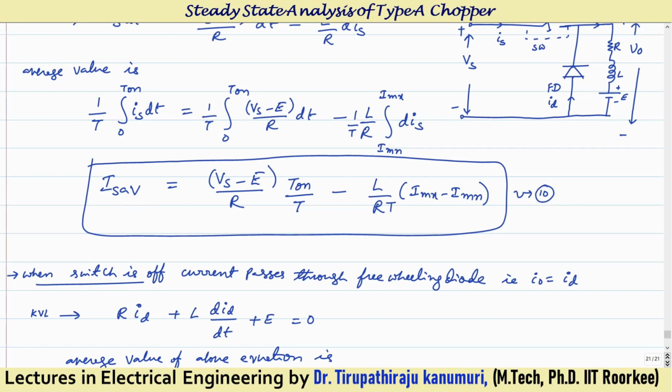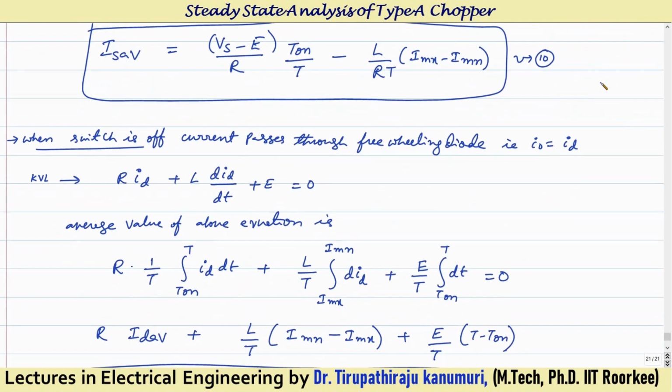Similarly, when the switch is turned off, then the current circulates through the freewheeling diode. That means it is nothing but the diode current, because I naught is nothing but the diode current. So to calculate the diode average current, I can take R into Id plus L into did by dt plus E is equal to 0, applying KVL. So average value of the above equation, again same thing, I am doing 1 by t and doing the integration. So it will become R into 1 by t, integration from t on to t. Here it is changing from t on to t, Id dt. And similarly second side also, this one did.